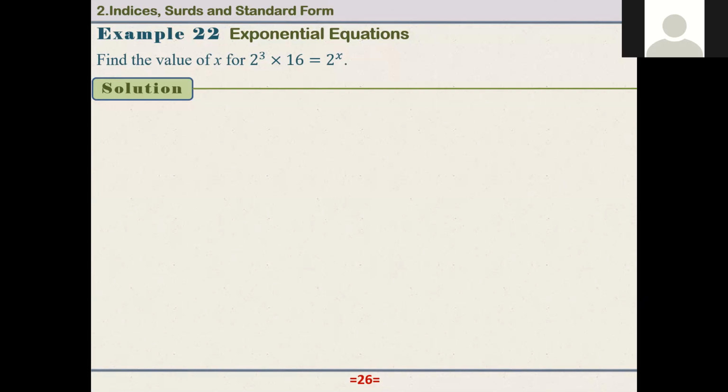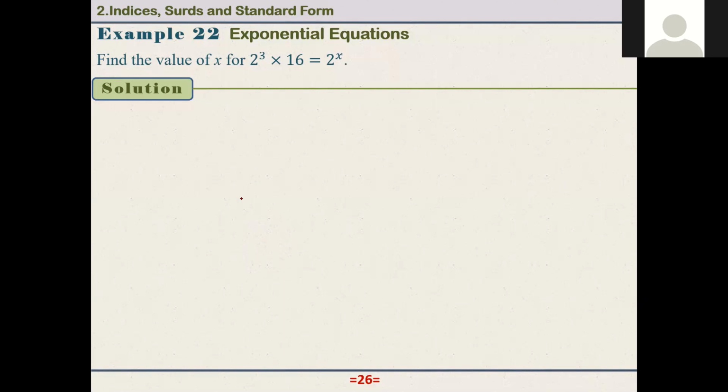All right, let's move on. That is the last exponential equation for this. Actually, we are going to do more exercises, a bit different. Okay, so that is some basic concepts about indices and the surds.